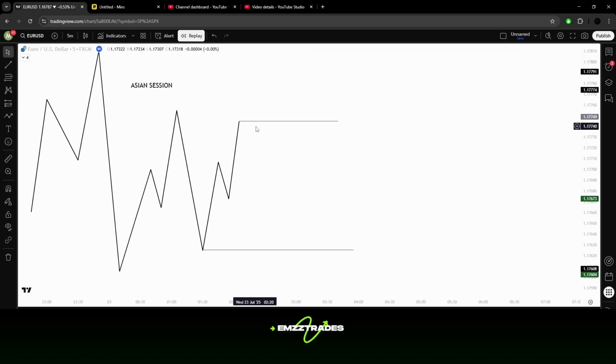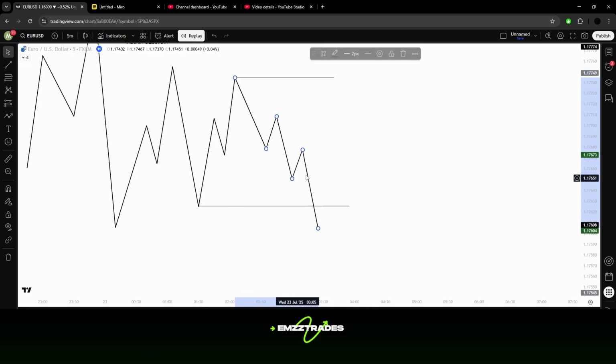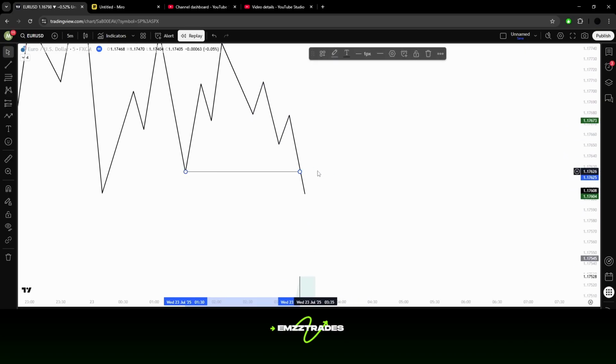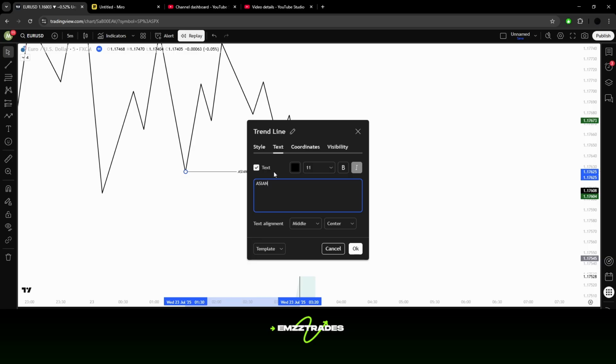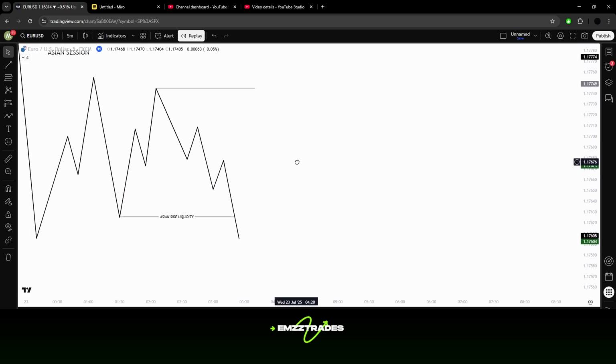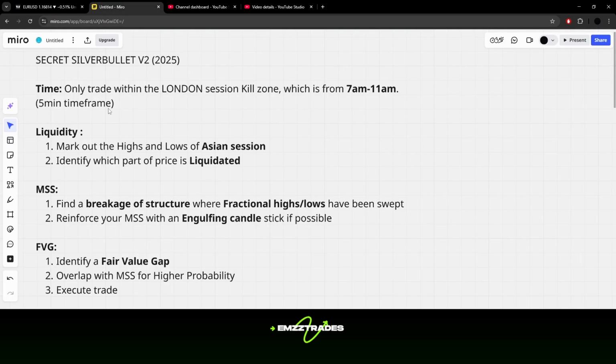And as soon as you mark out the highest and the lowest point, what we need to do from here on out is wait for price to actually sweep one of these 2 areas, right? So if I just wait for price to actually sweep one of these 2 areas, let's say it completely swept the lows right here, what I'm going to do now is mark this out as my Asian side liquidity, right?